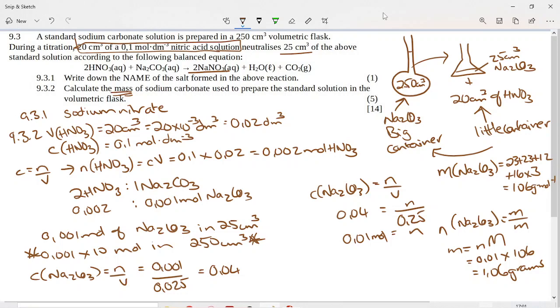So the big trick here is they took out only 1/10 of the solution, and that is what they titrated. So when you find the moles of sodium carbonate in the 25 cubic centimeters, you have to multiply it by 10 and then convert it to a mass to figure out what was in the bigger volumetric flask at the beginning.